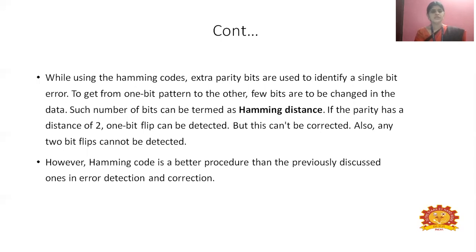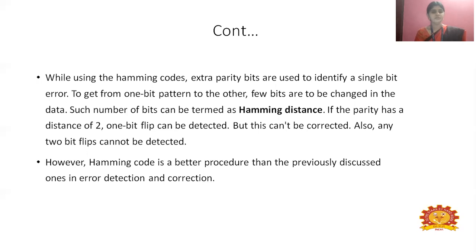While using the Hamming codes, extra parity bits are used to identify a single bit error. To get from one bit pattern to the other, a few bits have to be changed in the data. Such a number of bits can be termed the Hamming distance. If the parity has a distance of 2, one bit flip can be detected.